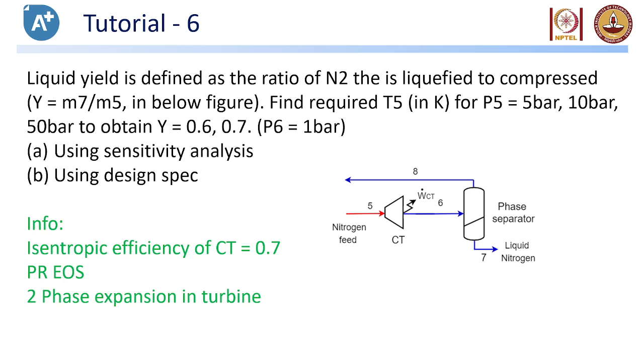The outlet of the turbine is sent through a phase separator where the liquid phase and the vapor phase are separated. Now, I want you to identify the quantity of nitrogen that is liquefied, which means the fraction of the nitrogen which you are able to get from stream 7 relative to stream 5. It's the ratio of mass flow rate of nitrogen from stream 7 to stream 5.